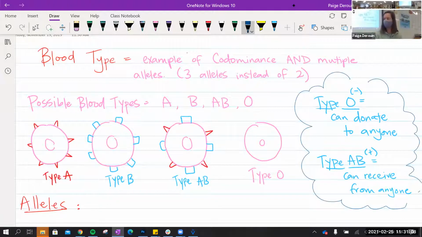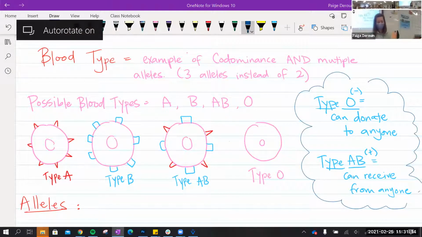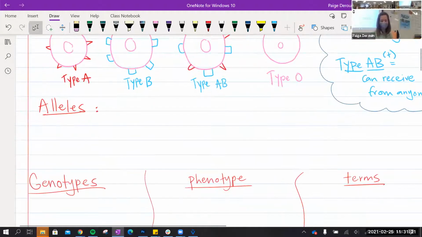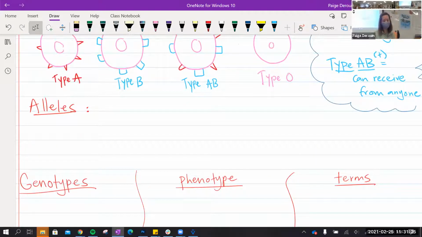Okay. So now we're going to take this and do some Punnett squares using this information. If you scroll down, you will find a place where we're going to write our different alleles. Because this is codominance, how many dominant traits are we going to have? Two, right. A and B are both dominant. So when we write the alleles for this, we use I's. Don't ask me why, because I don't know, we just do.